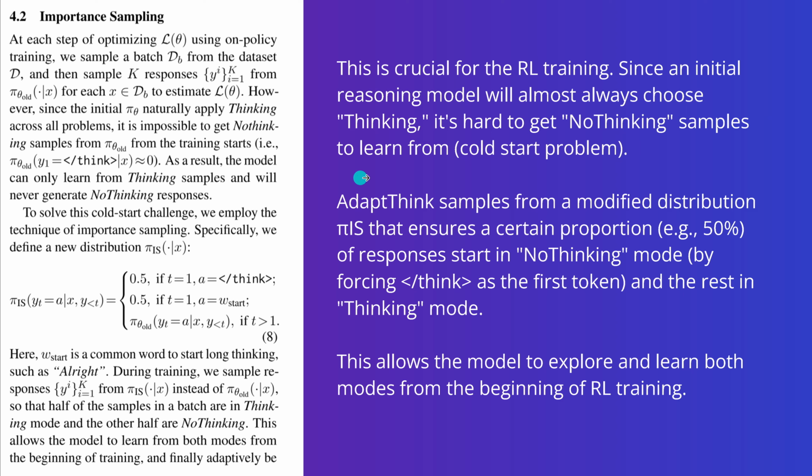So if you have AdaptThink, it samples from a modified distribution that ensures a certain proportion, let's say 50%, of responses start in the non-thinking mode, by forcing the end of thinking as the first token, and the rest is in thinking mode. We can have a much nicer sampling with both the non-thinking and the thinking for our sampling procedure. Because this allows the model to explore and learn both modes from the beginning of the reinforcement learning training. Very simple. This is it.